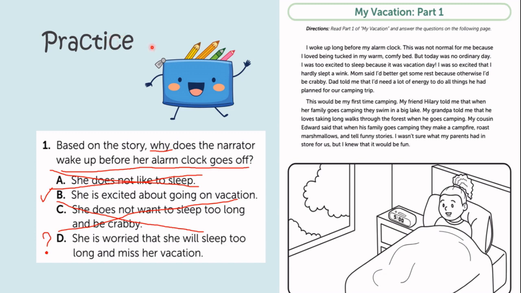So, read the passage, go back, and look for where it says why the narrator woke up before her alarm clock went off. And like I said, as I read it, I think it's B, and there's my evidence. I'm highlighting all my evidence to back up my answer. So she's excited about going on vacation. Here it says right in the text, I was too excited to sleep because it was vacation day.